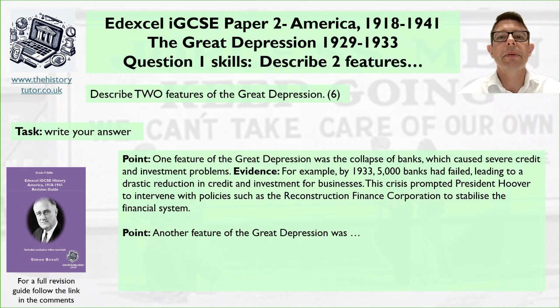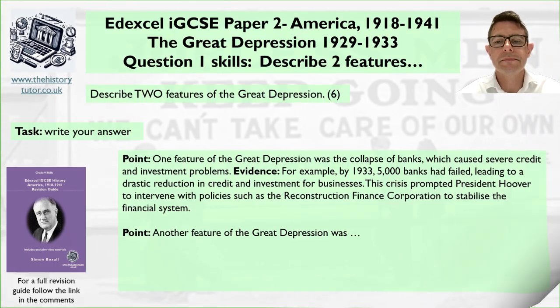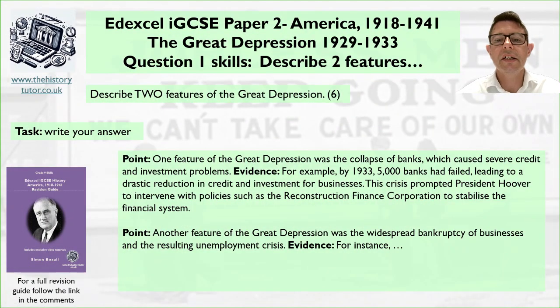So another feature of the Great Depression was this. It's another feature. So we talked about businesses folding and unemployment. So maybe you could set that out as your first sentence in this second paragraph. So pause me now and away you go. Okay, so I've said another feature of the Great Depression was the widespread bankruptcy of businesses resulting in unemployment.